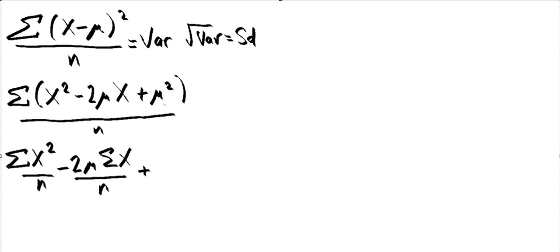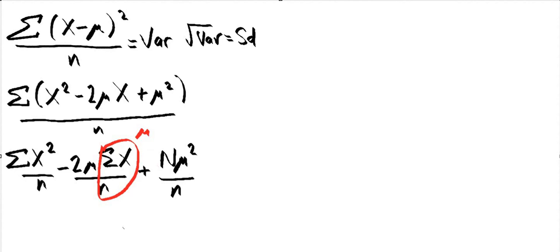And at the end, I've got the sum of mu squared. But when I say sum of mu squared, it means basically that I've got n lots of mu squared, because for each value of x, I'm going to have to add a mu squared. And that's going to be divided by n. So you'll notice, hopefully, that the sum of x divided by n is actually the mean.